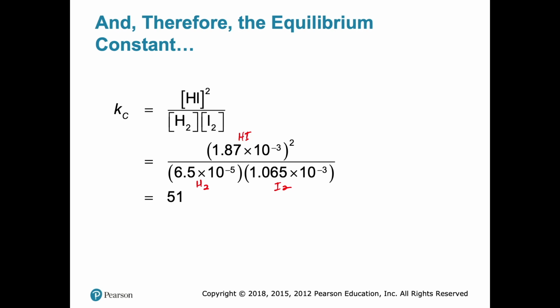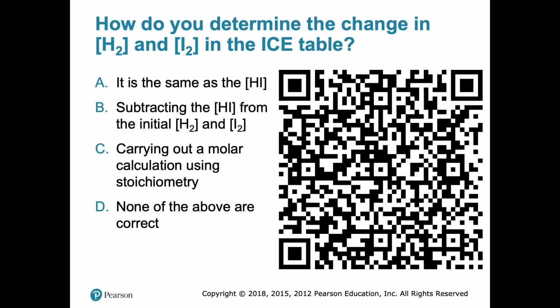All right, so here's your next question. How do you determine the change in H2 and I2 in the ICE table? Is it the same as HI, by subtracting HI from the initials? Is it by carrying out the molar concentration calculations using stoichiometry? Or is none of the above correct?